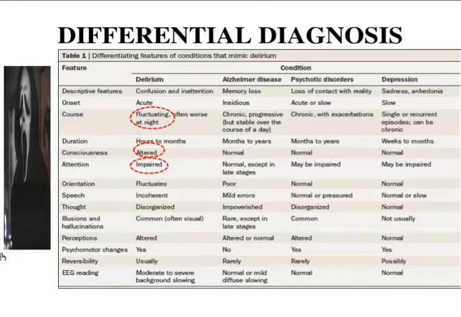And there are many differential diagnoses, of course, but what is the main feature of delirium is this fluctuation, the alteration of consciousness, and the alteration of attention, which distinguish it from other conditions like Alzheimer's disease, so dementia, and psychotic disorders, or even depression.